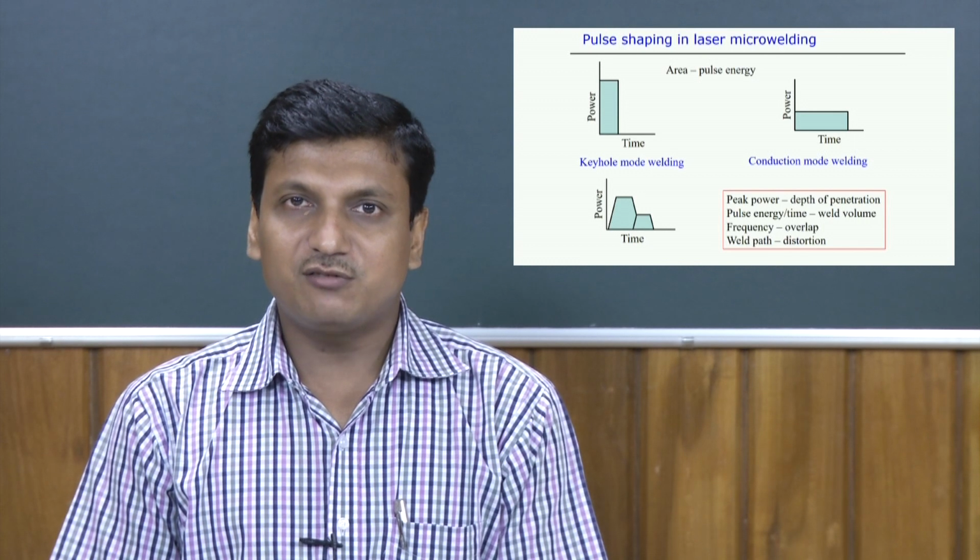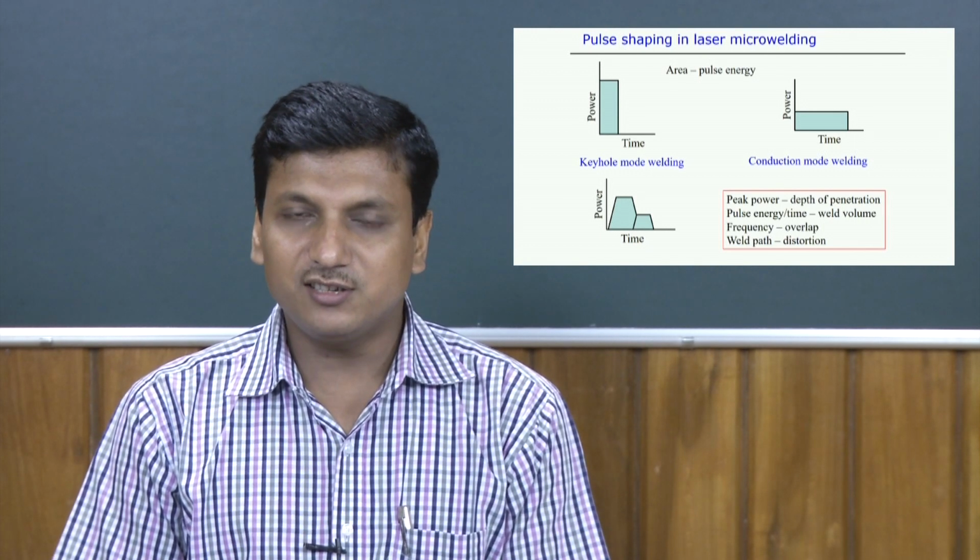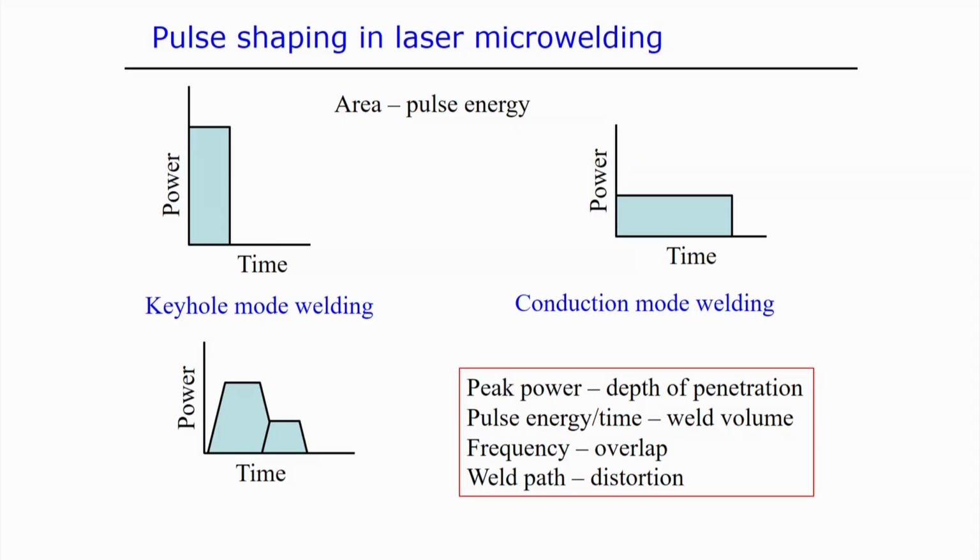So let us investigate how the shape of the pulse influences laser welding processes. If we look at the first figure, here is a rectangular pulse, the pulse duration is small, but the peak power is very high. When peak power is very high and pulse duration is small, this type of pulse is more suitable for keyhole mode laser welding, because within a short span of time there is a release of a huge amount of laser energy. That is suitable to produce a high depth of penetration in the substrate material.